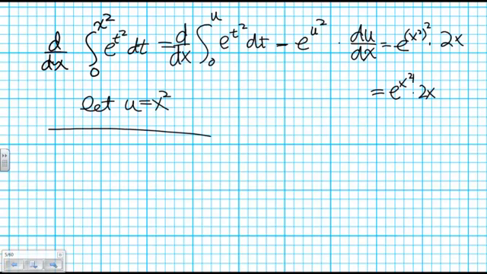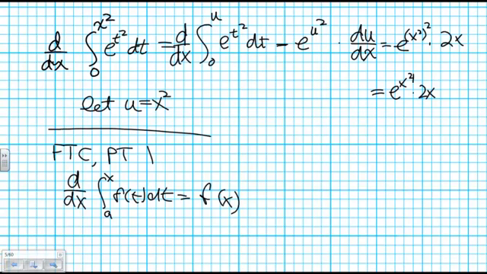Let's summarize. FTC Part 1. The derivative with respect to x of the integral from a to x of f of t dt is equal to f of x. It's fundamental theorem of calculus, Part 1. The derivative with respect to x of the integral from a to x of f of t dt is equal to f of x.